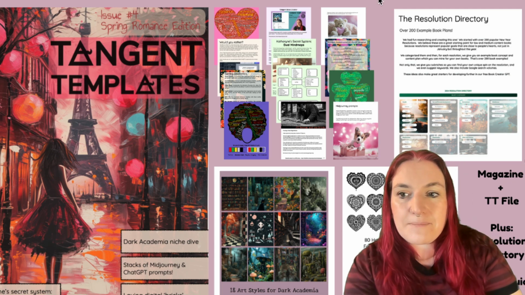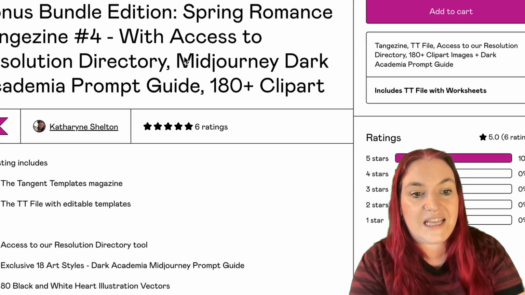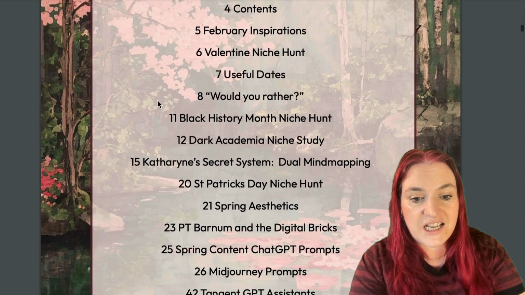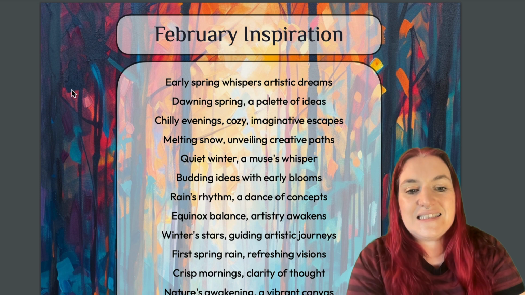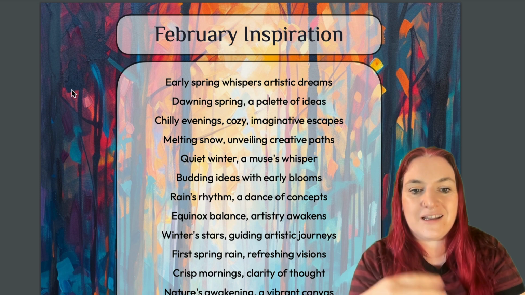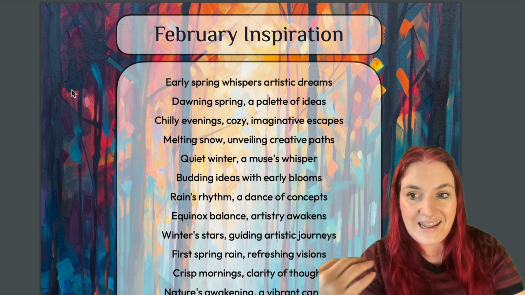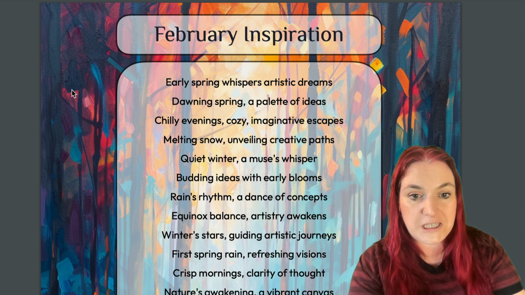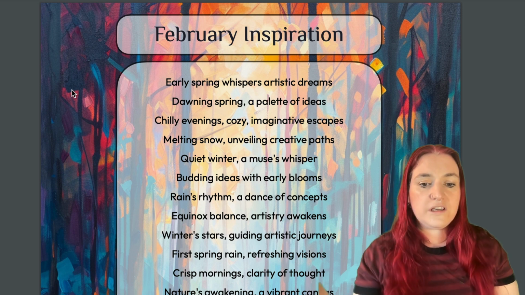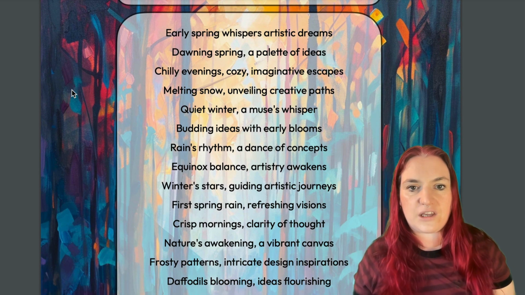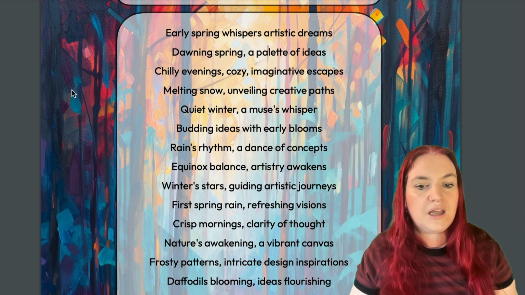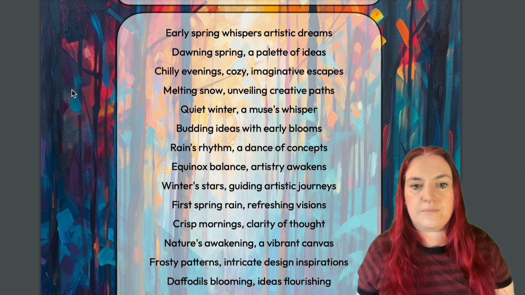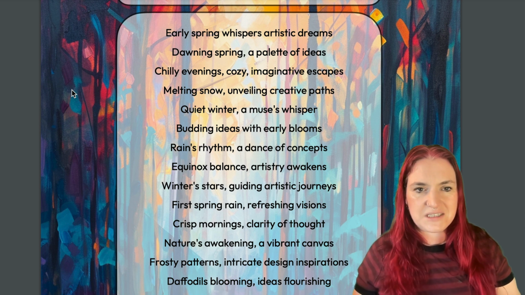So let's go back to the magazine and go a little bit more in depth with what is in the magazine. So now we're looking at the contents. Let's move on from there and take a look at February inspiration. So I like to include one of these in every issue of the magazine. I think it's really fun to have an inspiration list. And what you can do with this is really anything you want. You can read through them, maybe meditate on one of them. Like, I love things like Rain's Rhythm, a dance of concepts. Like, what does that make you think about?